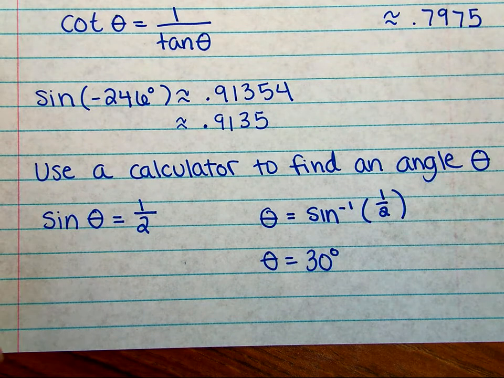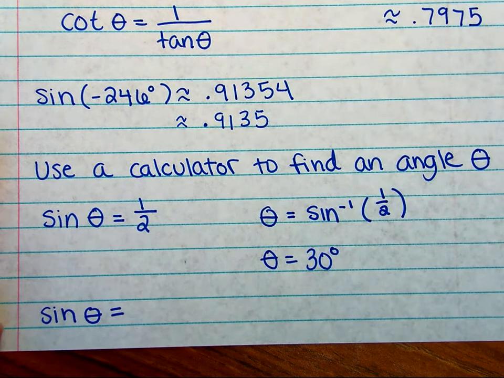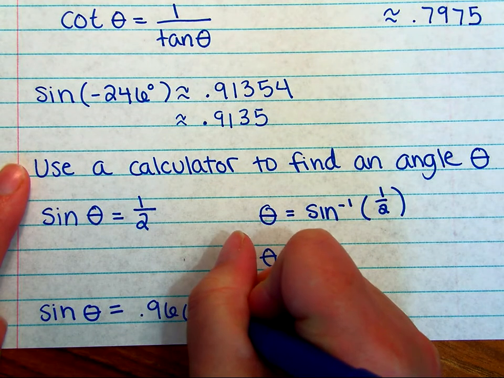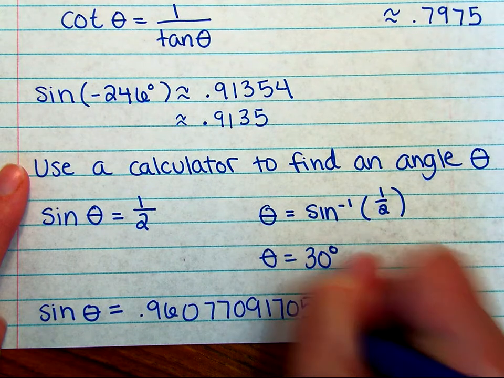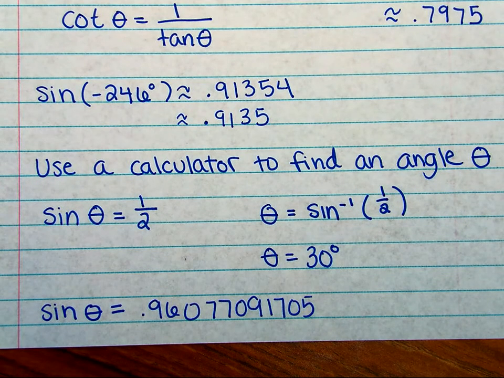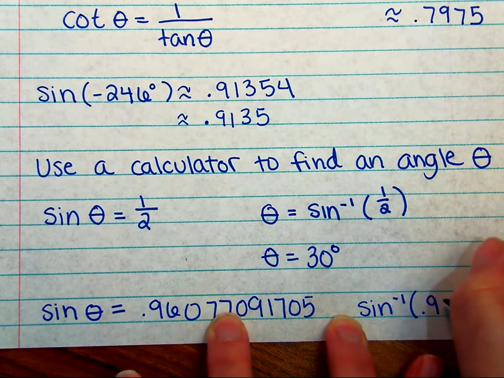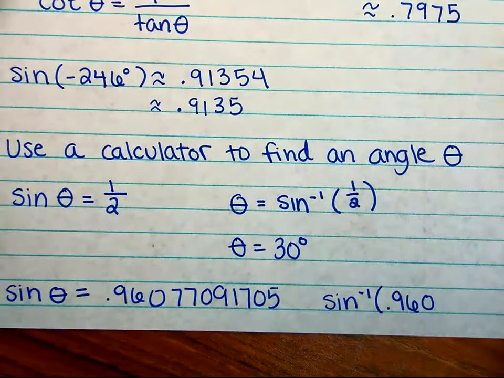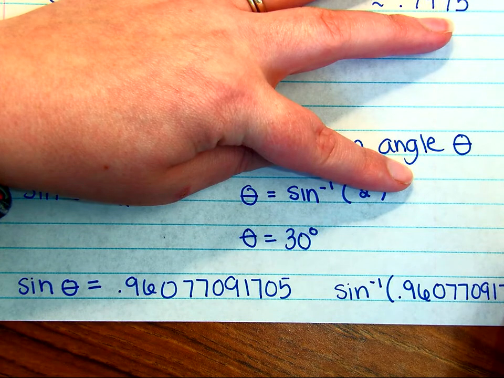So now what if I wanted to find the sine of theta? So I want to find theta again when this ratio is 0.96077091705. Whew, what theta will give me that? You're literally going to do the exact same thing. Now you just have a longer ratio to type into your calculator. Okay, so I'm going to type that in.